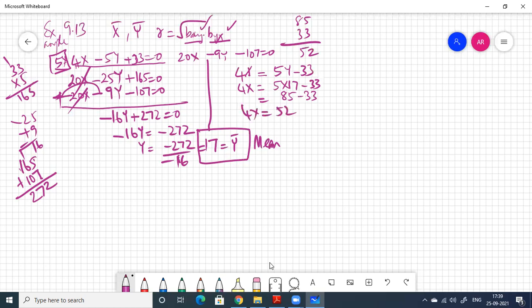4x equal to 52, x equal to 52 by 4. That is equal to 13. So x bar is your 13. Y bar is your 17. This is also the other mean for the x data. X set of data mean you got now.